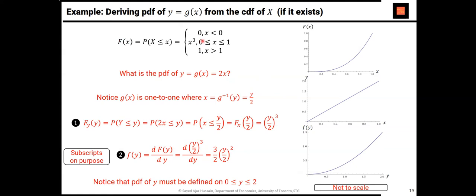Here's the CDF of x for values of x between 0 and 1. But notice that y is equal to 2x. x is between 0 and 1, and therefore y is going to be between 0 and 2. So whatever PDF of y that you find has to take into account that the value of y must now be between 0 and 2. I apologize, these axes are not to scale. So coming back to our problem, I want to find out the PDF of y, which is equal to 2x. Since this is a one-to-one function, I can express x in terms of y, and I know x is equal to y divided by 2.